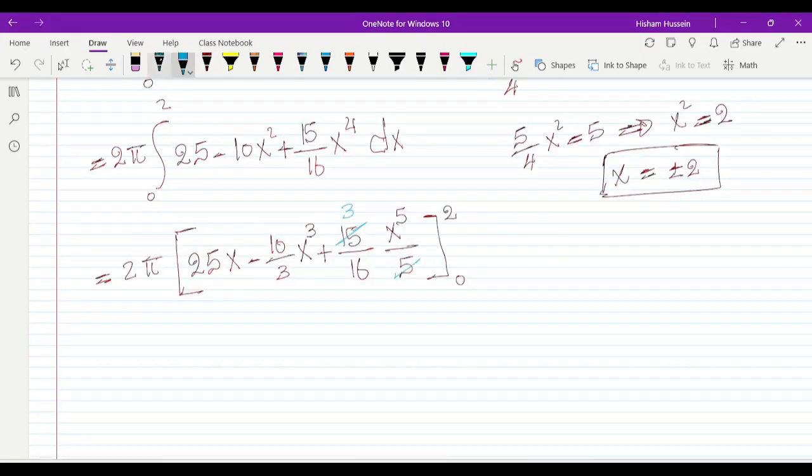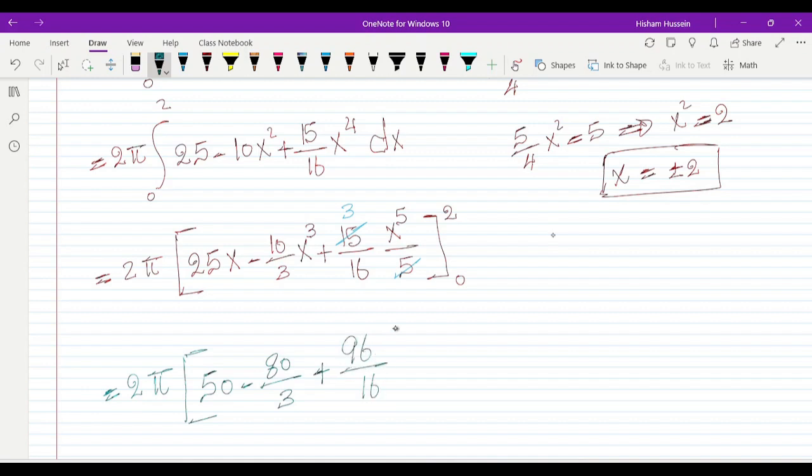Simplify and now substitute with the limits. Substitution with 0 will give 0. Substitution with 2, you will get 50 minus 80 divided by 3 plus 32 times 3, this is 96 divided by 16. This is the value of the resulting volume.